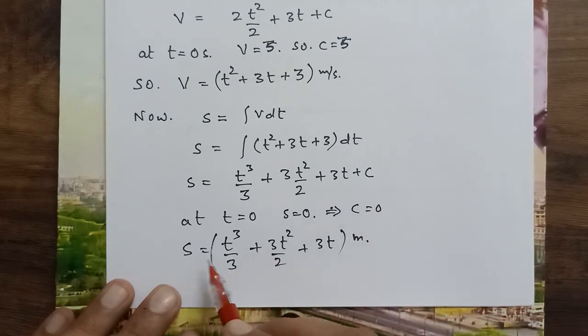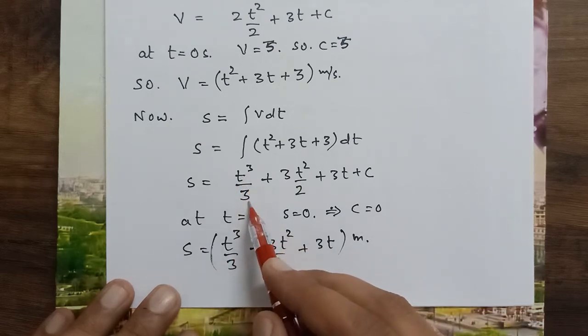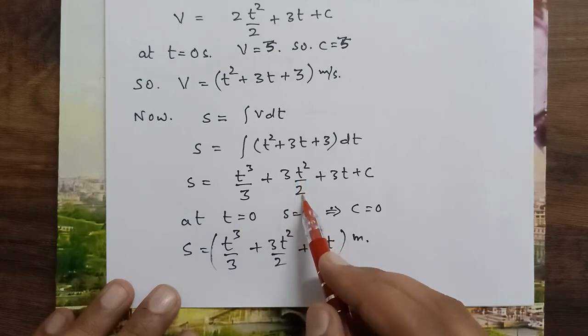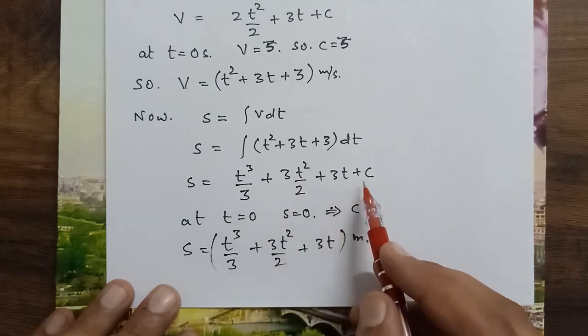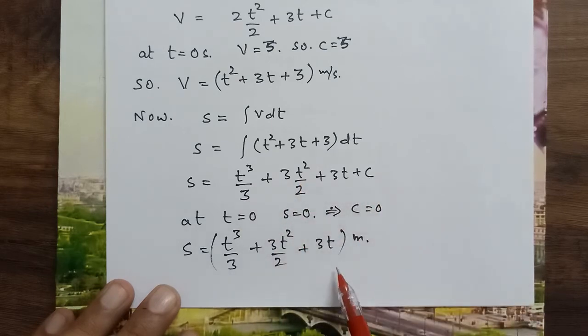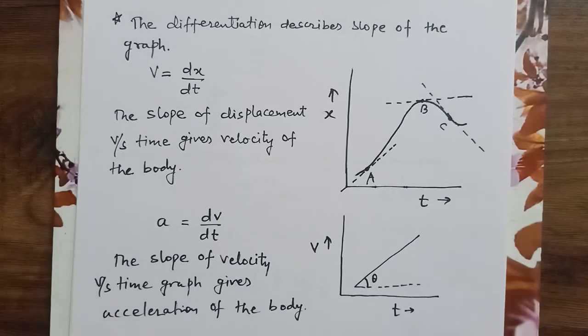So the displacement expression becomes t cube by 3, minus 3t square by 2, plus 3t, and the c value becomes 0. So this is the final expression of displacement. By putting different values of t, you can get the displacement values.